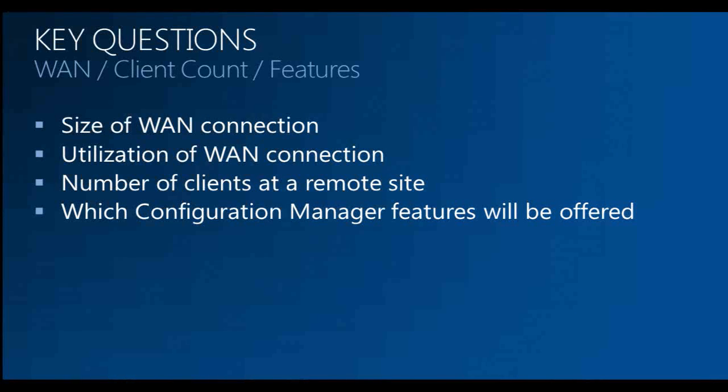Now, one of the key questions we have to answer is around our WAN versus client count versus features. We have a feature set that we're going to deploy: inventory, software distribution, updates, operating system deployment. We've got locations across a WAN pipe, of varying sizes, and we've got to figure out what we're going to offer at which location versus that WAN and then plan accordingly.